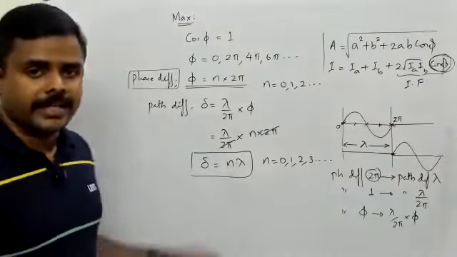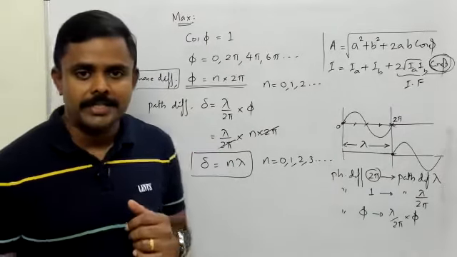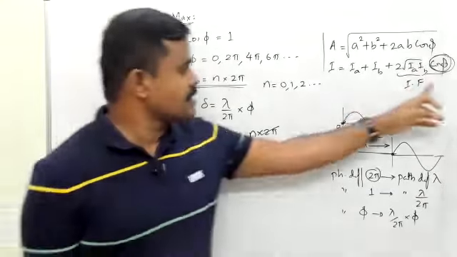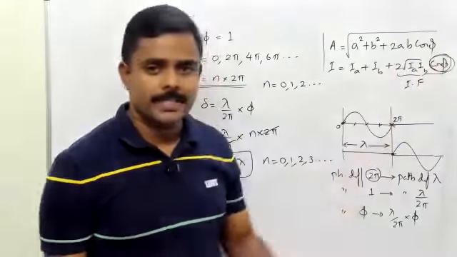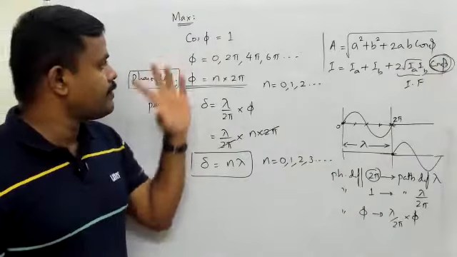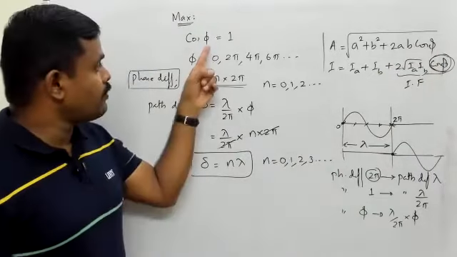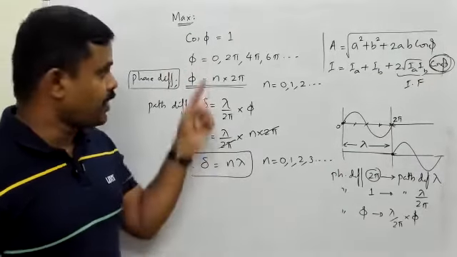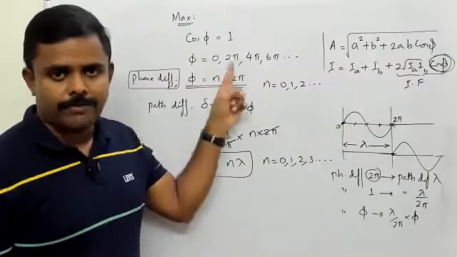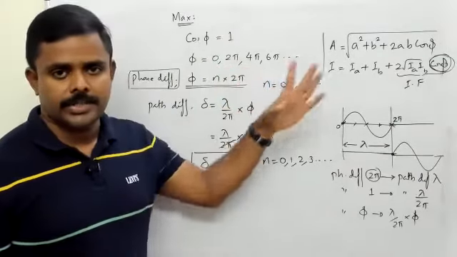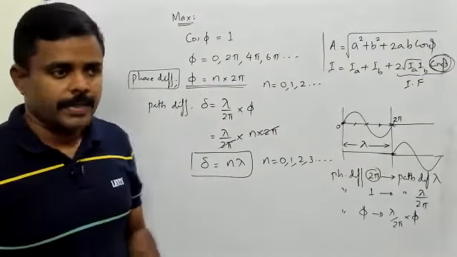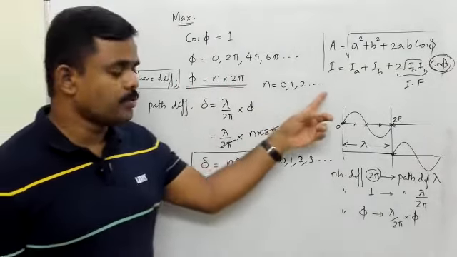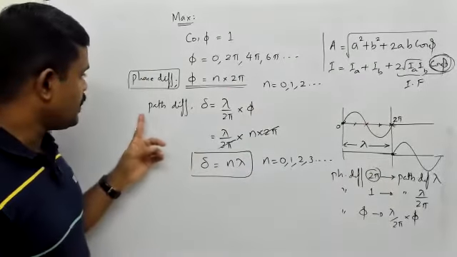Now this is how you get the condition for maximum. I need this equation to be maximum. For that, cos phi has to be maximum. Cos phi's maximum value is 1. And what value of phi satisfies this? Phi is equal to 0, 2 pi, 4 pi, etc. If you generalize, you get phi is equal to n into 2 pi, and n is 0, 1, 2, 3, etc. So you can get a condition.